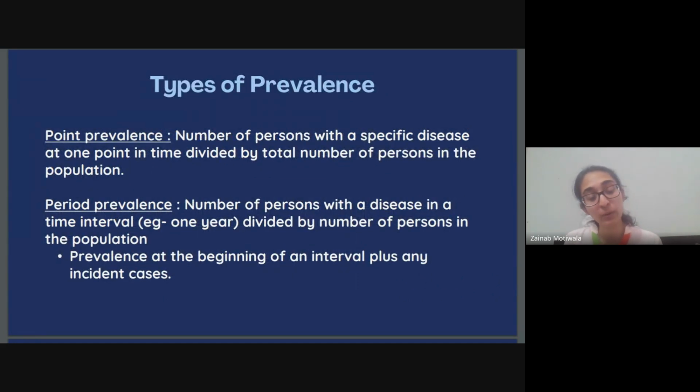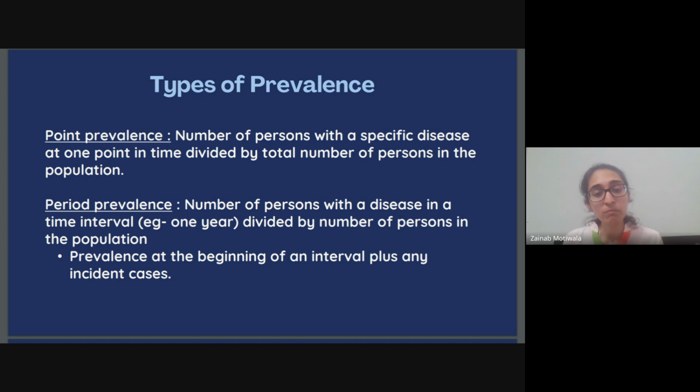Now that we've come to the part of point prevalence, there are two types of prevalence that exist. One is point prevalence and one is period prevalence. Both are very evident from their names. So the point prevalence is nothing but the number of people with a specific disease at a point in time divided by the total population. When we talk about period prevalence, we talk about the number of people with a disease in a particular time interval divided by the total population. This period can be anything. It can be a month, a year, or a decade.